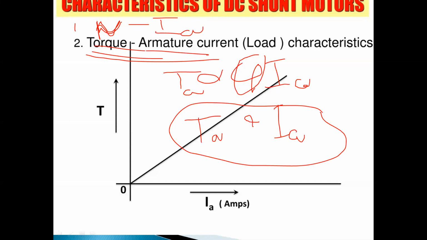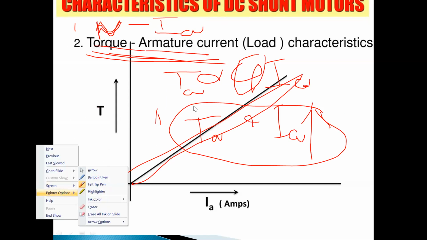Torque is proportional to armature current. That means as armature current increases, torque also increases. So this is a linear characteristic. Torque versus armature current in a shunt motor has linear characteristics.